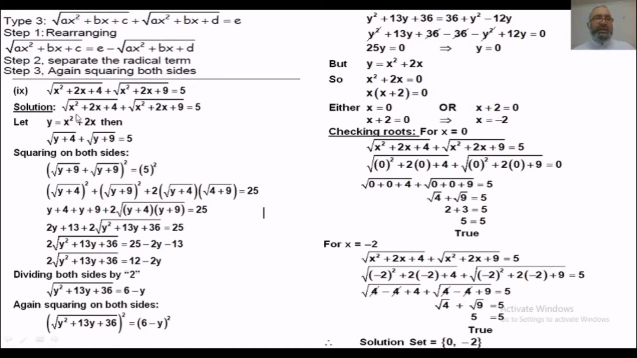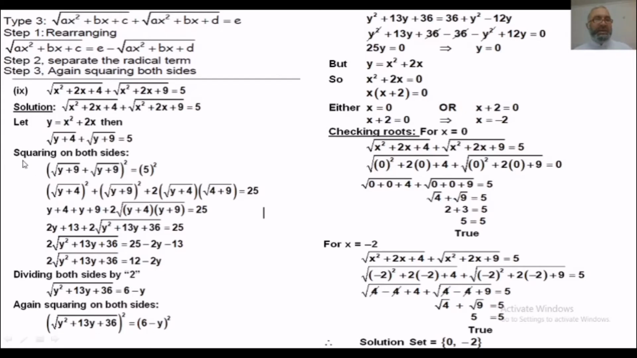So look at these two terms. In the first radical sign we have x square plus 2x. In the second radical sign we have x square plus 2x. The first two terms are the same. Therefore we substitute, let y is equal to x square plus 2x, and substitute it in the given equation. The given equation becomes square root of y plus 4 plus square root of y plus 9 is equal to 5.